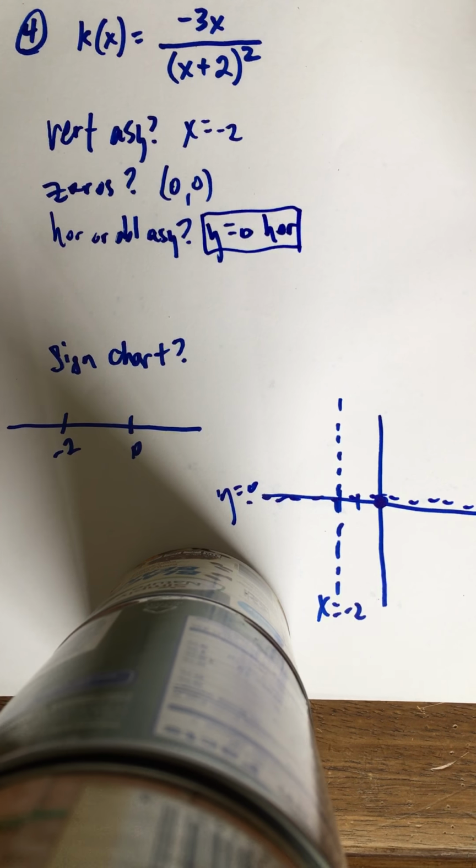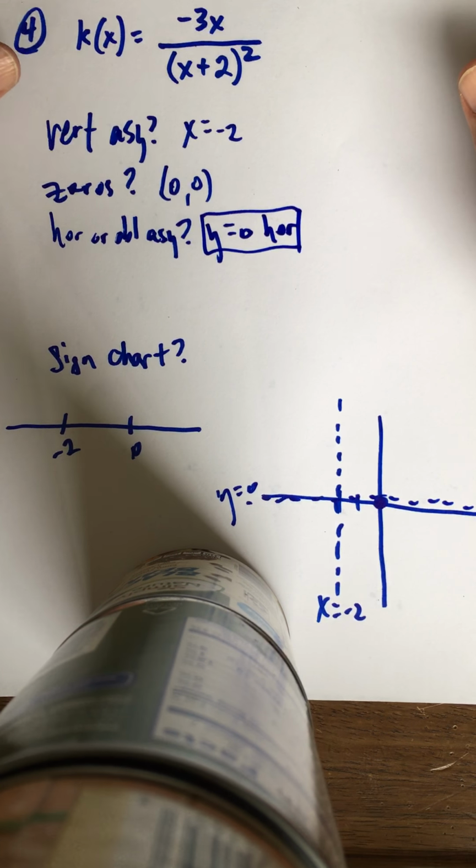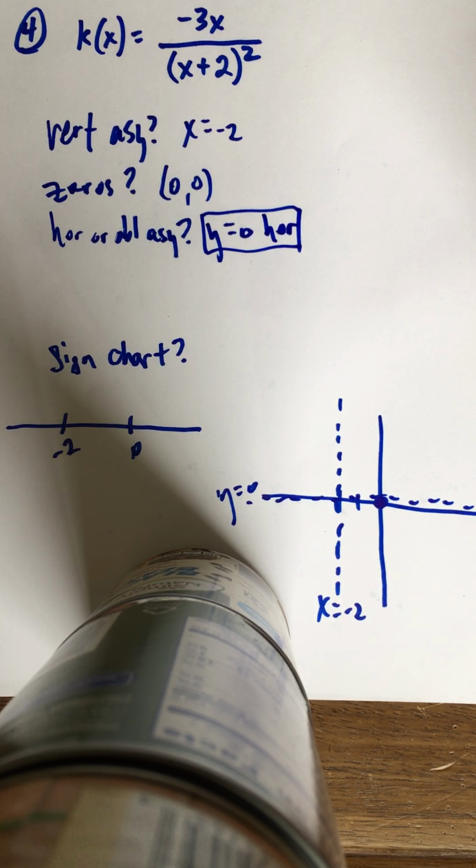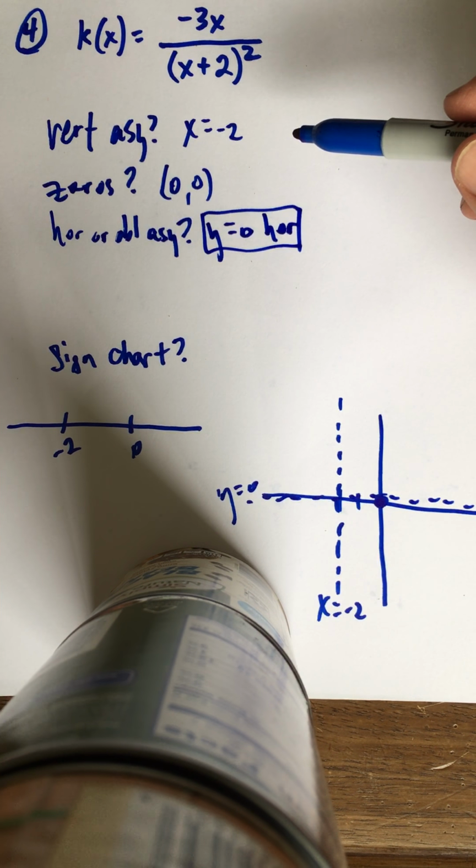That you specify if it's horizontal or oblique. I think the next problem, I'll look ahead real fast, but I'm pretty sure the next problem is the one that's got the oblique asymptote. It is. And we'll see how to do that in just a moment.